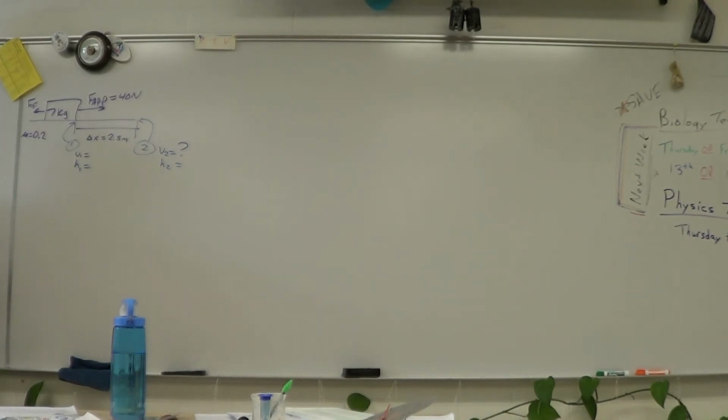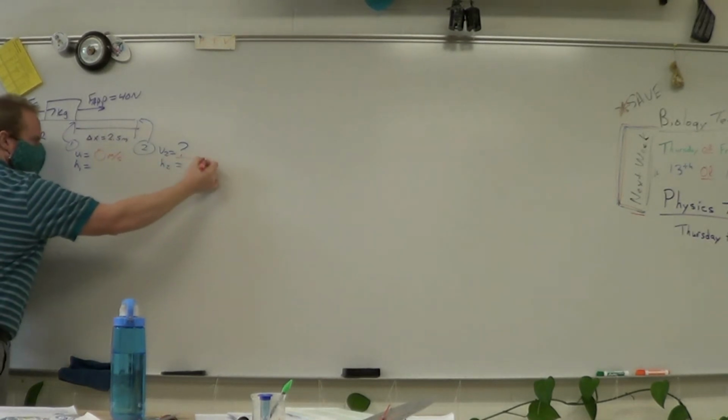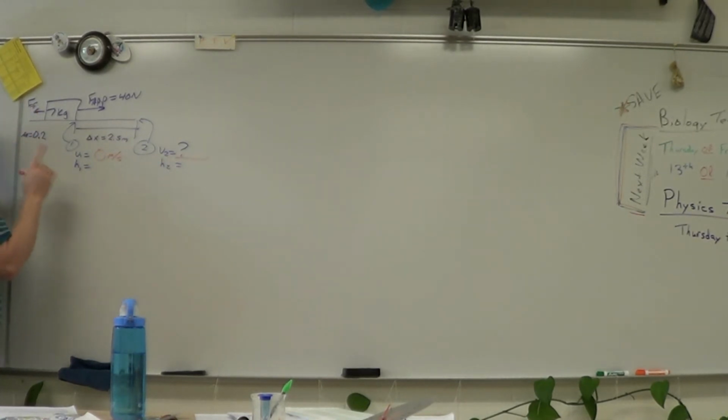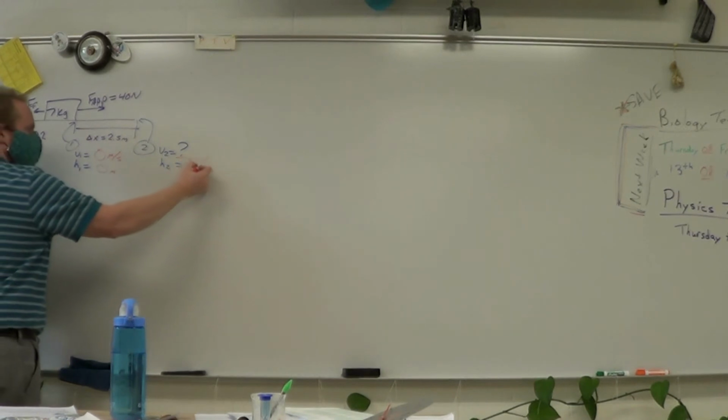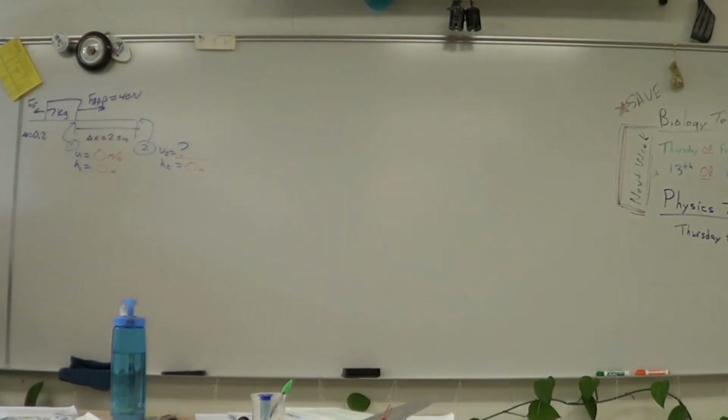Okay. So let's kind of take care of that really quick. What's my V1? Because it says it starts at rest. V2, unknown, we're solving for. If it's being pushed along a horizontal surface, it means flat. Our H1 and our H2, we can say are both equal to 0.